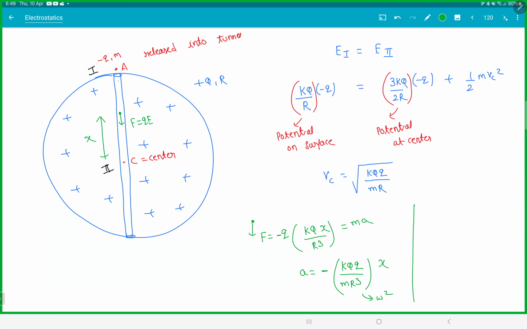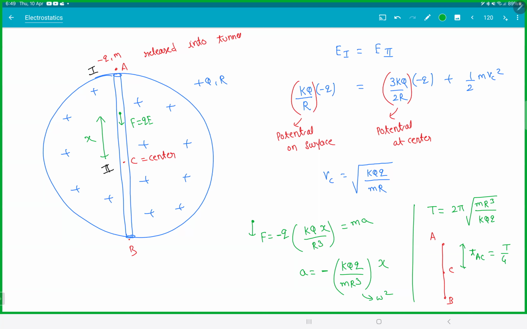This is an SHM. So this particle will actually keep oscillating back and forth without stopping, isn't it? Once it crosses the mean position, it will start decelerating. It will go to the other edge, stop, and come back again. So time will be 2 pi root over mr cube by kqq. But I am asking you the time only from A to C, right? So for the full oscillation, from this A, this center, this corner B, the time is T. You want only time from here to here. How much will that be? T by 4, isn't it?